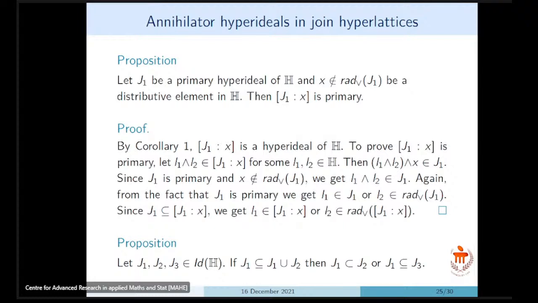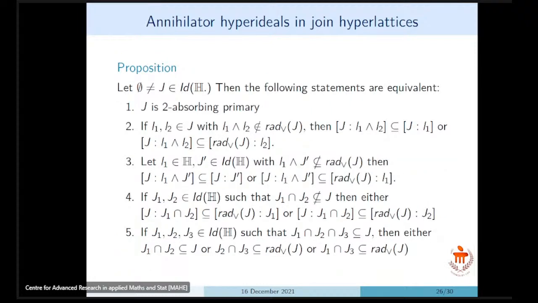Next, we have a small proposition: if J1 is contained in the union of two ideals, then J1 will be contained in one of them, either J2 or J3. Now, the annihilator properties and the two-absorbing primary ideals are linked in this proposition. These conditions are equivalent. J is two-absorbing primary, and if L1 L2 belongs to J such that their meet is not in the radical of J, then these containment relations hold.